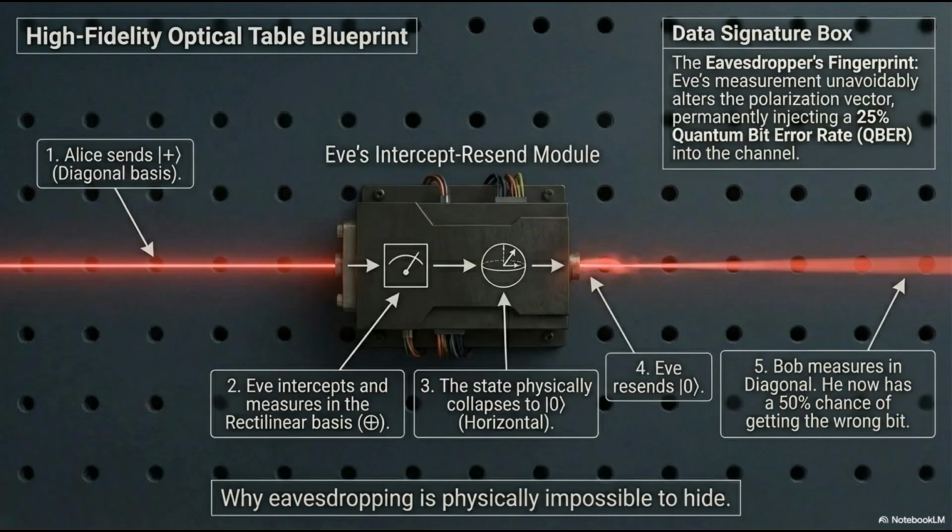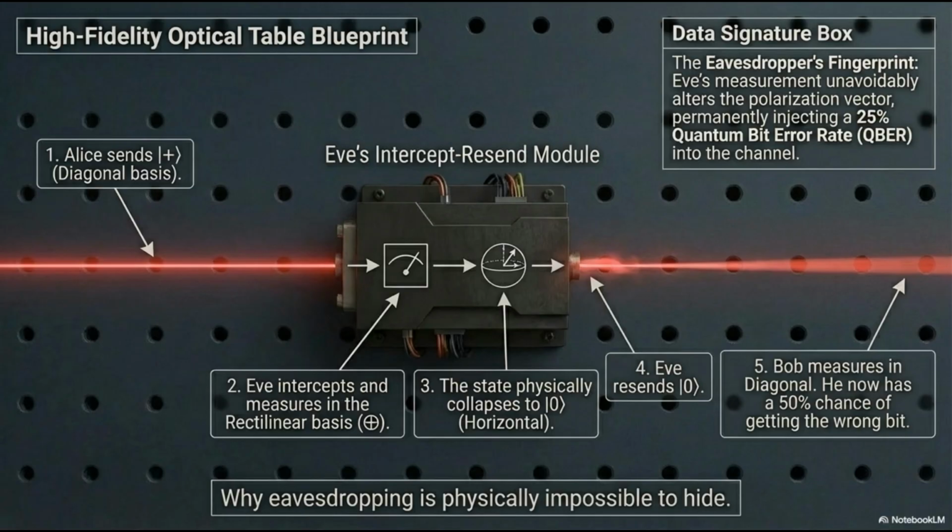This slide demonstrates why any eavesdropping attempt on a BB84 quantum channel inevitably leaves a detectable physical trace, using the intercept-resend attack as the illustrative example. The 5 steps of the attack are shown sequentially along the beam path. In step 1, Alice transmits a photon prepared in the ket plus state, which is encoded in the diagonal basis. In step 2, Eve, the eavesdropper, intercepts the photon with her intercept-resend module and measures it in the rectilinear basis, a wrong basis choice made with 50% probability.